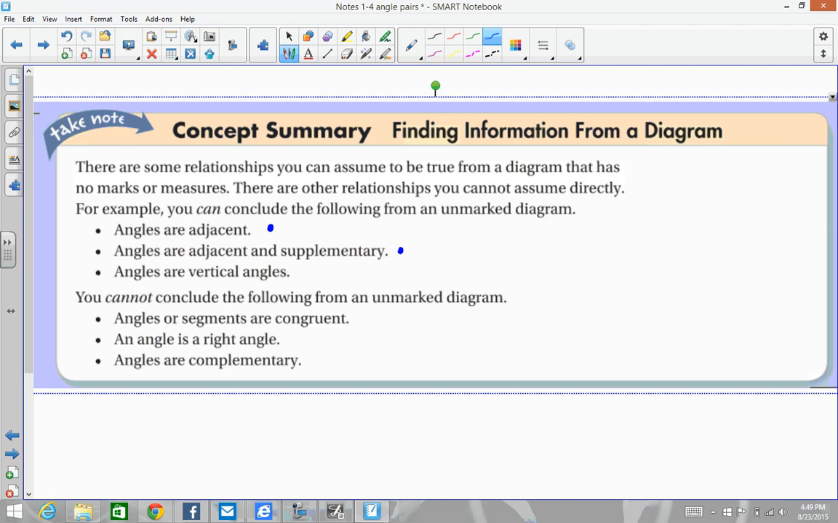And vertical angles are formed by opposite rays. You have a definition for opposite rays. We did that on one of our first things on the first stage. So these are things that we have definitions for that we can actually go and look at.